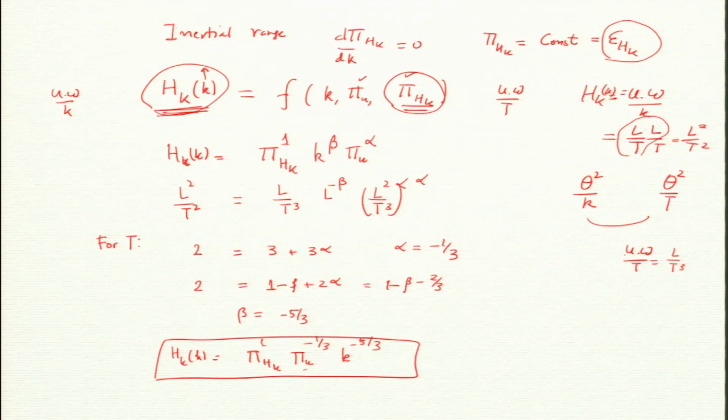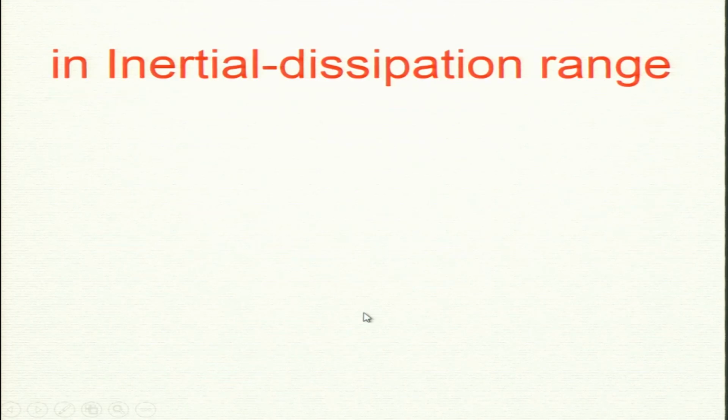We can also do it from field theory, but we will not do it here. Okay. So, I derived all these quantities, kinetic energy spectrum, kinetic energy flux, which is same as Kolmogorov, no change, but kinetic helicity flux is constant and kinetic helicity spectrum is k to the minus 5/3 with dependence on both helicity flux and kinetic energy flux.